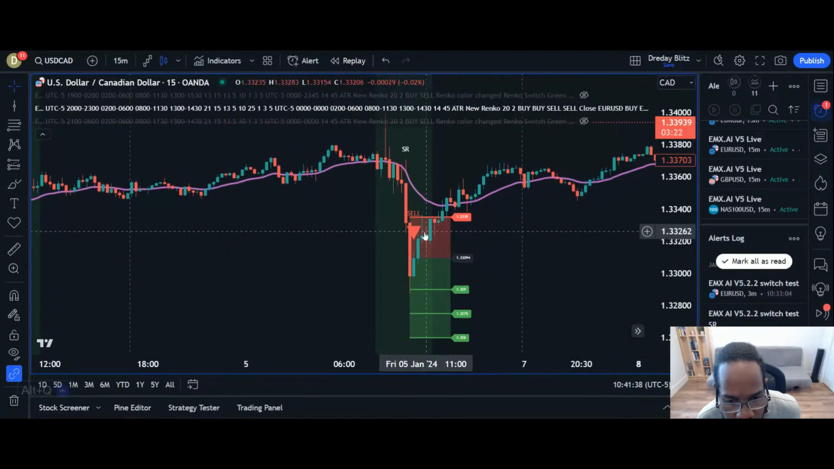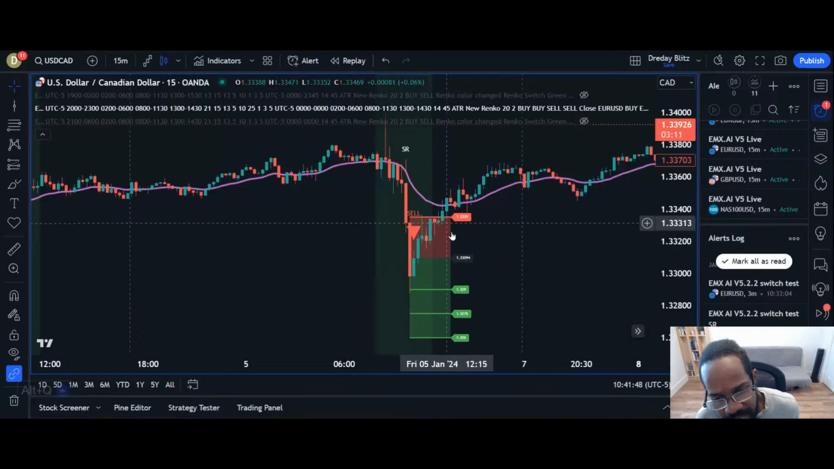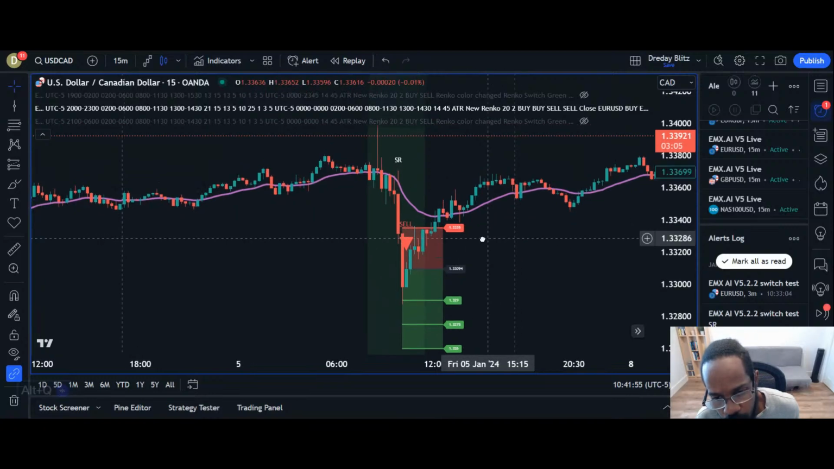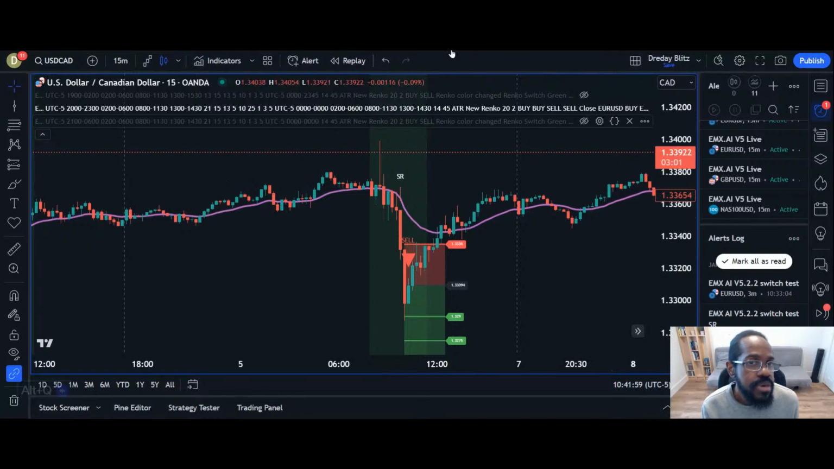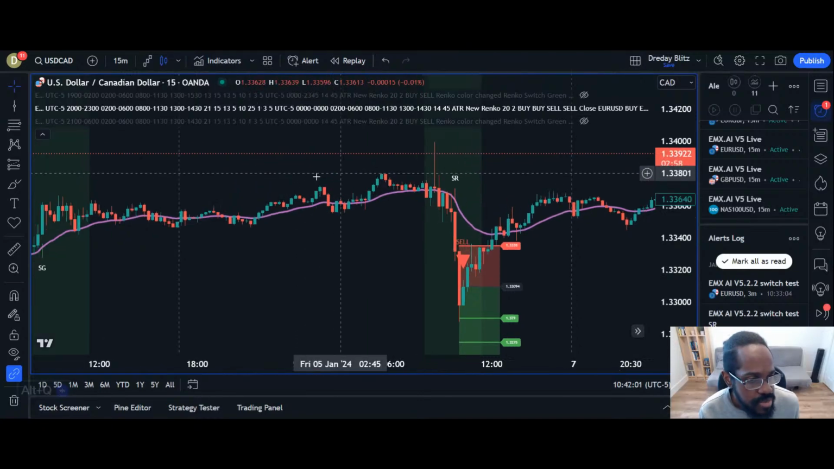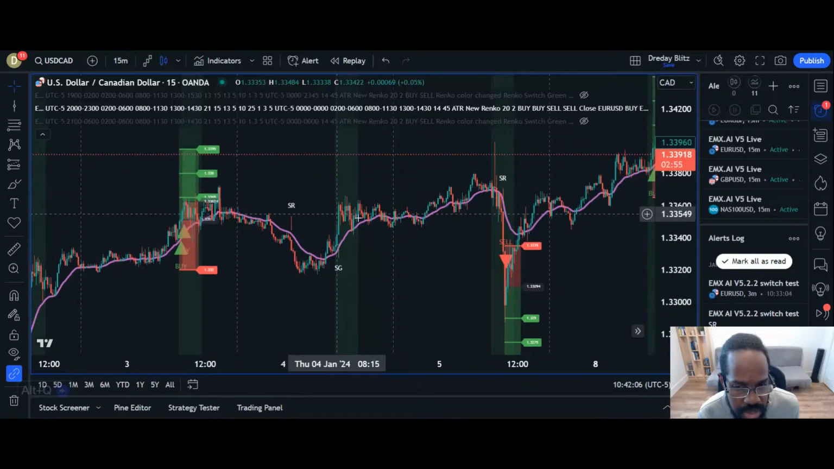So you're gonna receive, there's always a notification here saying that it's gonna switch. The Renko is changing colors. When you receive that notification saying that the Renko is changing the color, you have the option to get out of that trade or to wait until it's switching green. So that's pretty much it.